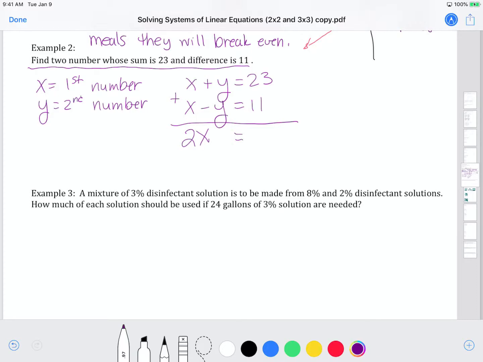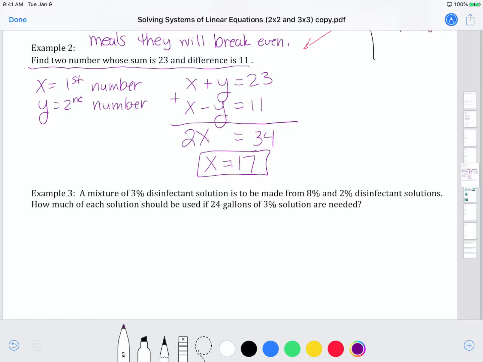The y's disappear because I have a plus y and a minus y. And when I add 23 and 11, that's going to give me a 34. And now I can continue solving for x. If I divide both sides by 2, that's going to give me x is 17. So my first number is 17.